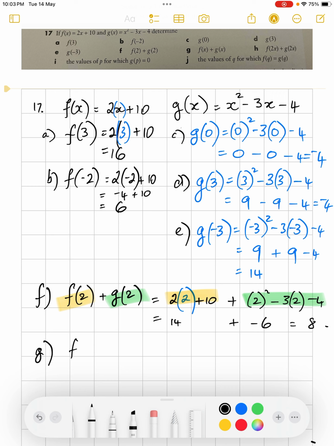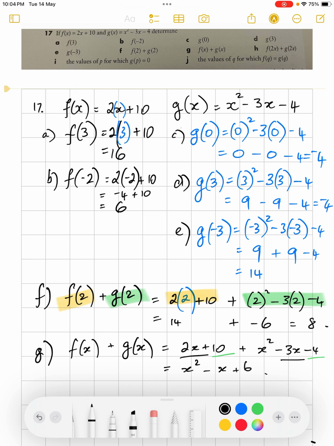What's f of x plus g of x? Well, we just don't substitute numbers. We just leave x as x. There's f of x, 2x plus 10. And here's g of x, x squared minus 3x minus 4. We add those together and we would get, all right, there's only one x squared. There's 2x take away 3x is minus x. And there's a 10 take away 4, and that's 6. And that is G.